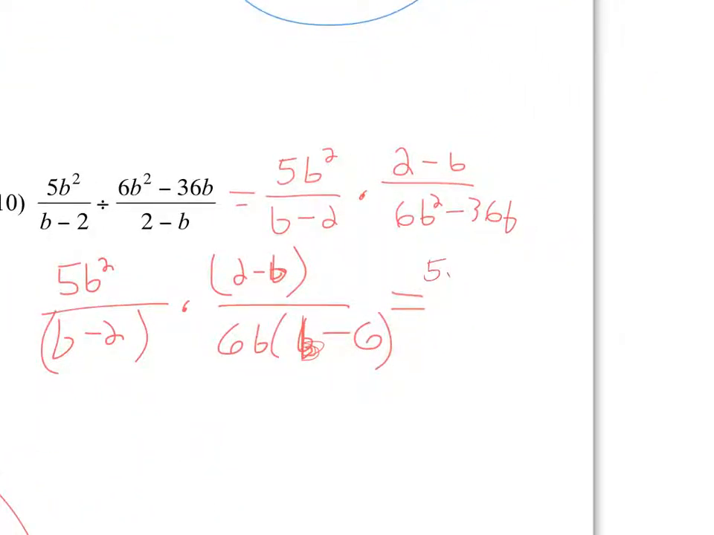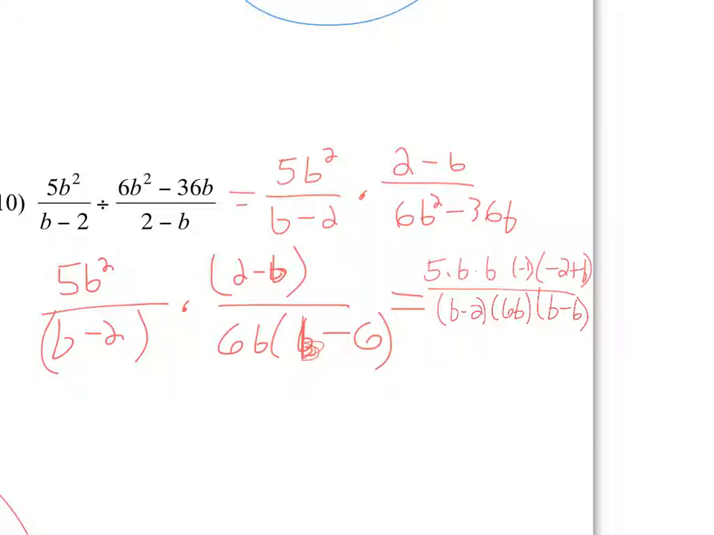So 5 times b times b. I'm going to factor out a negative 1, so negative 1 times negative 2 plus b. I can do that because negative 1 times negative 2 is positive 2, and negative 1 times positive b is negative b, so I'm essentially just pulling out that negative. All of that is being divided by b minus 2 times 6b times b minus 6.